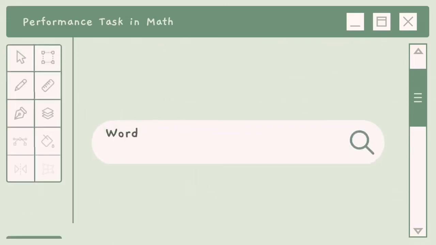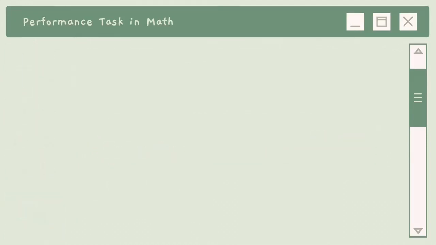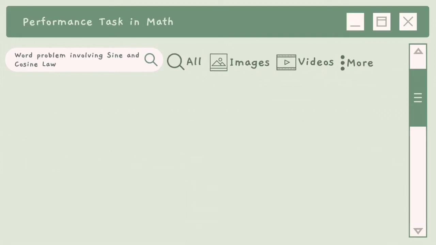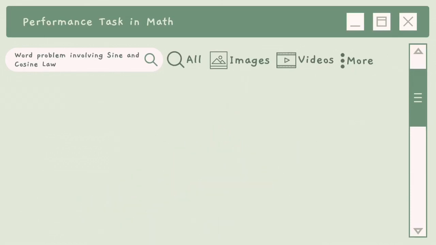For further understanding, here is a word problem involving sine and cosine law. Triangle ABC is a non-right triangle. Find its angles given A is equal to 5, B is equal to 10, and C is equal to 13. First, we'll draw or illustrate the problem. Then, we'll find the angle opposite the longest side, which is C.